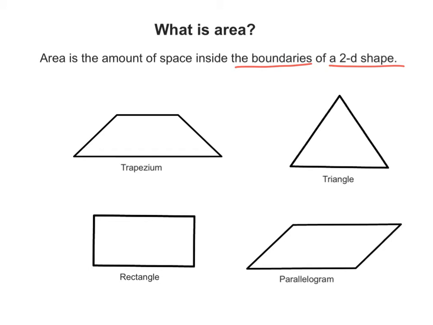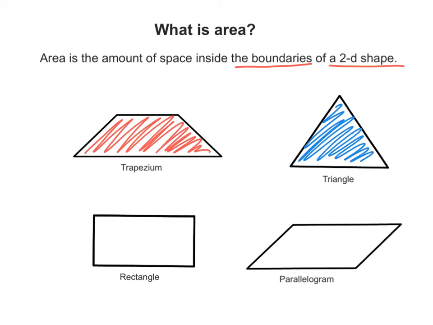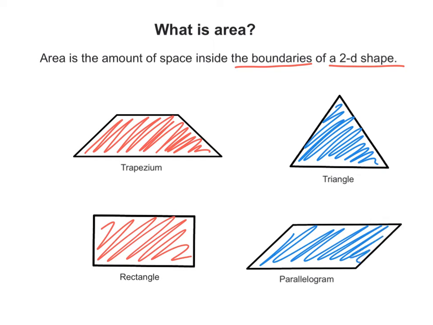Well, here we have some examples of 2D shapes. The area is just the amount of space inside the 2D shape. This is the area there. This is the area of a triangle. This is the area of a rectangle. And this is the area of a parallelogram.